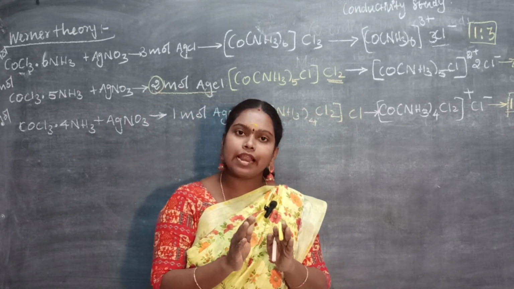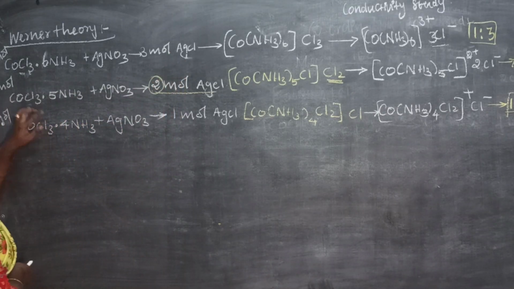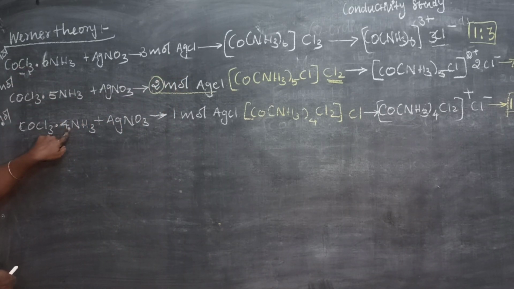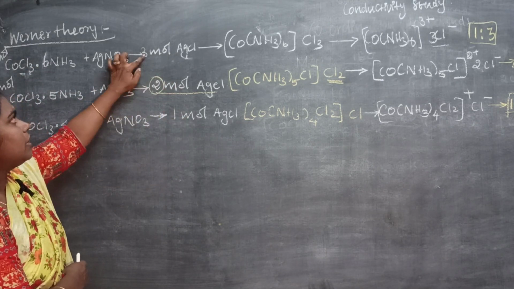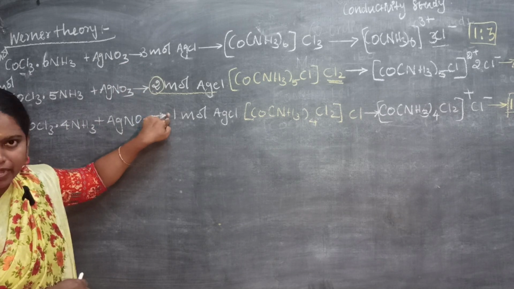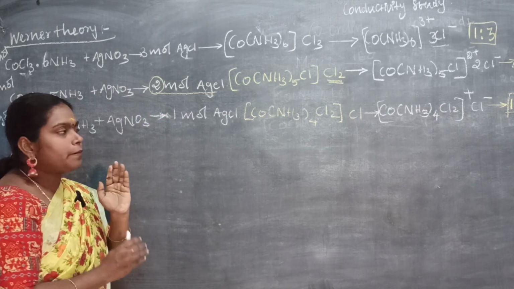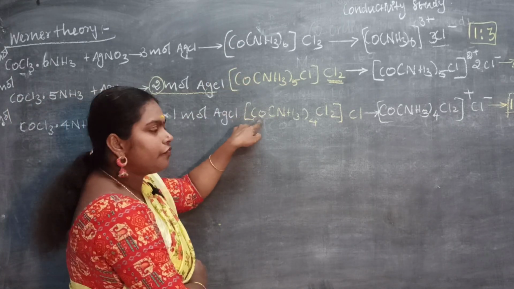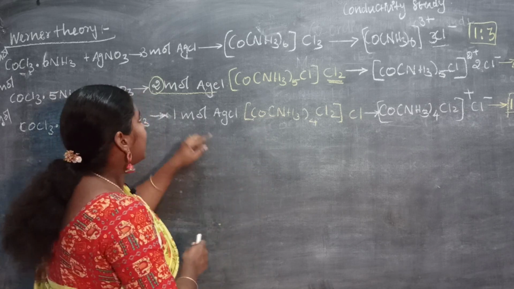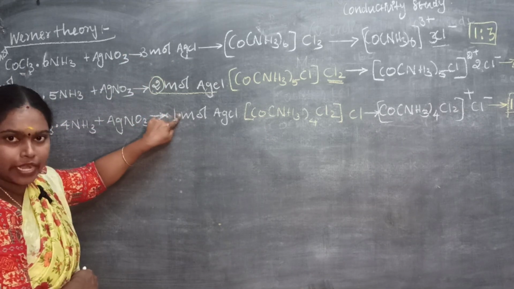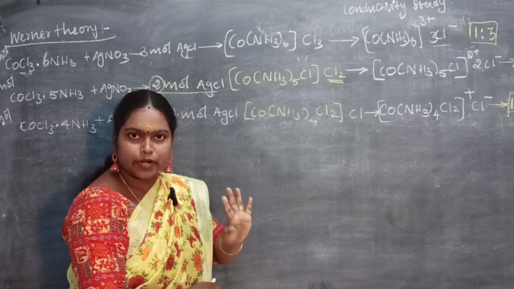How they ask the question is, they give a complex, a compound like this, and they ask: suppose this many moles of precipitate will be obtained, what is the complex formation, what is the structure of the complex? That we have to frame. With the help of the silver chloride precipitate, we have to frame the structure of the complex.